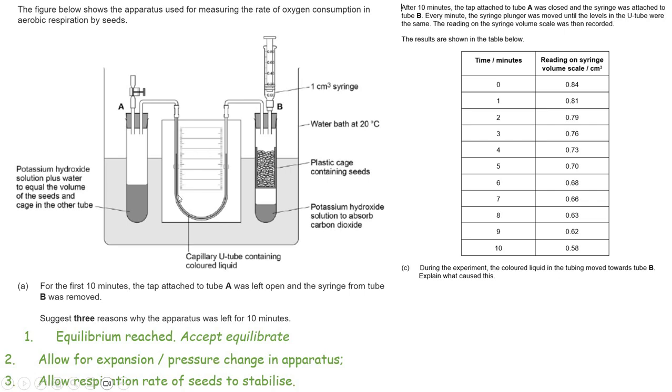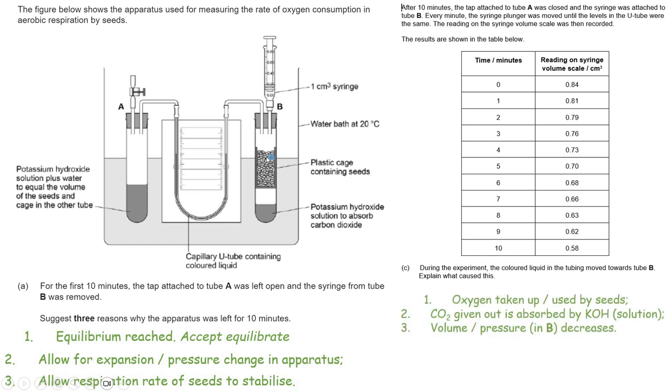Explain what caused this. So it's moving this way towards the seeds. So oxygen is taken up by the seeds, but any carbon dioxide that is given out is absorbed by the potassium hydroxide. So oxygen's used, but any carbon dioxide that was produced is absorbed. So therefore the pressure is going to decrease in B, which causes the liquid to move towards B.